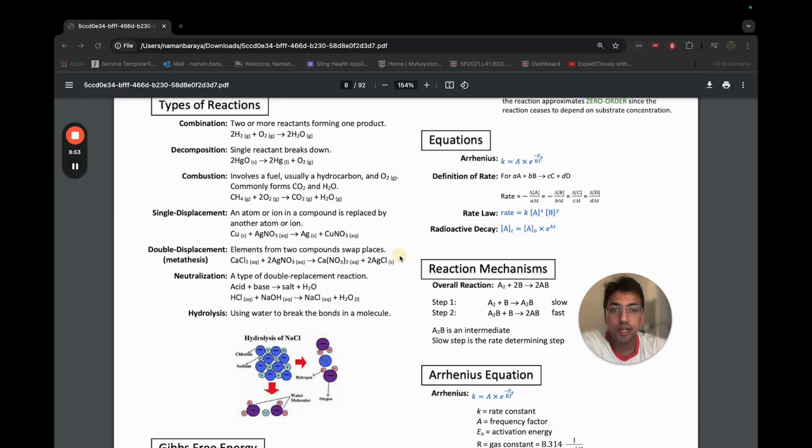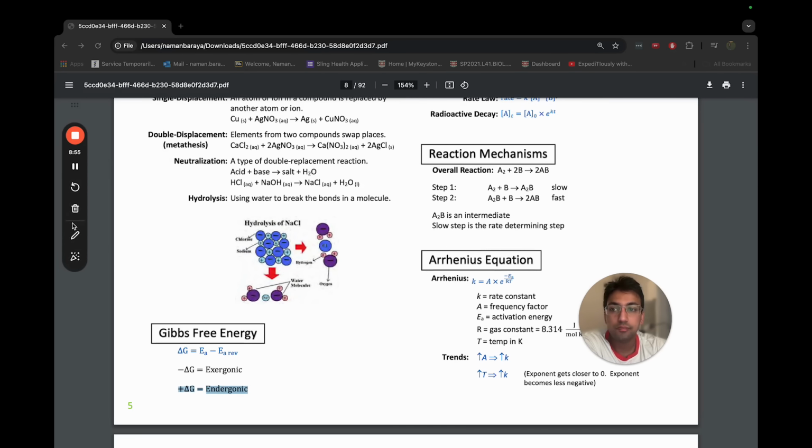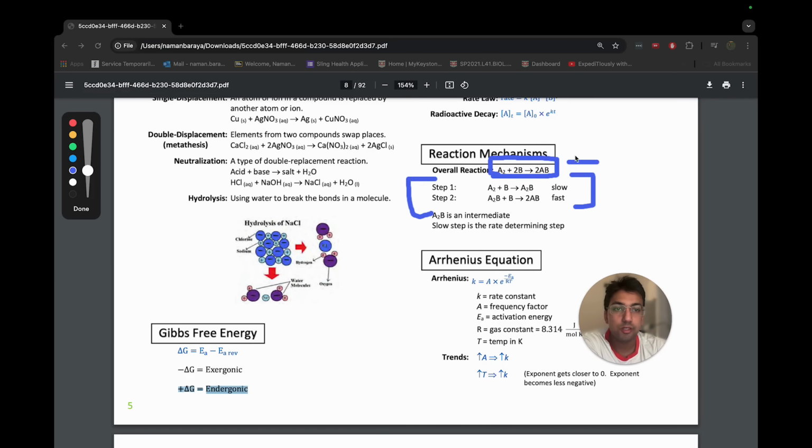Okay, next we have reaction mechanism. So you have multiple steps in a reaction. Even though the reaction might just be one thing, there's actually multiple steps that are going on in that reaction. And one of those steps is a rate determining step. That's the slowest step, and basically everything else is dependent on how fast or how slow that rate limiting step goes. We call the middle compounds intermediates because those don't actually show up in our final equation.